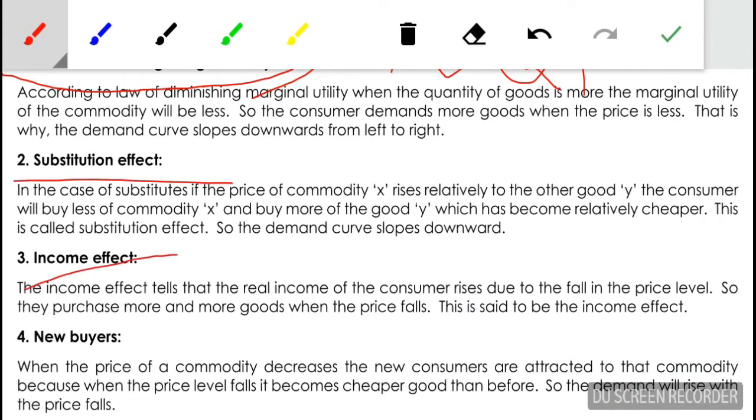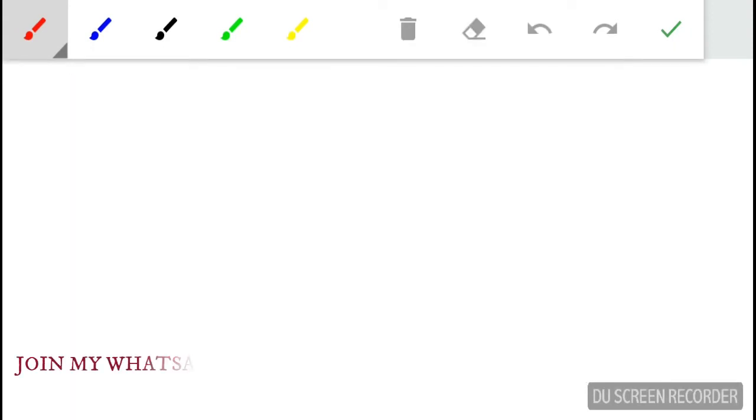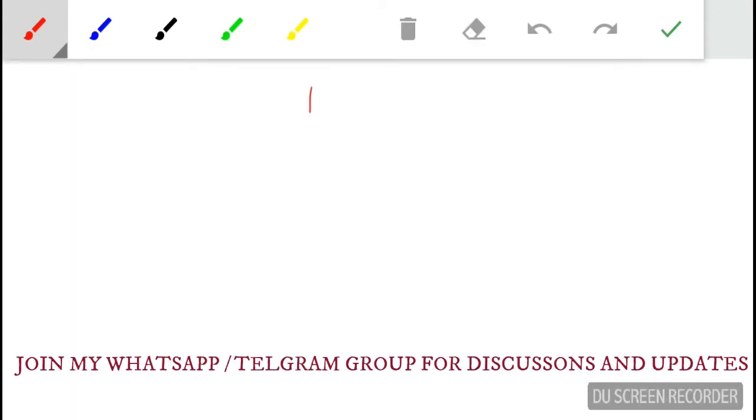Now, the income effect. What is the income effect? Here you have to understand what income and real income are. In economics, you can divide income into two.